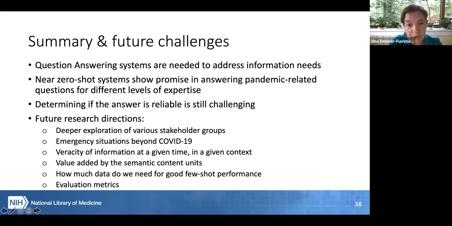And some thoughts for the future: individual and challenge research directions. We are still not done exploring different stakeholder groups. We just started scratching that surface. We did not look at whether what we learned for COVID-19 applies to other emergency situations, other pandemics.